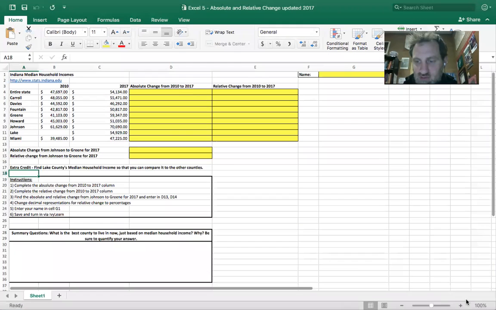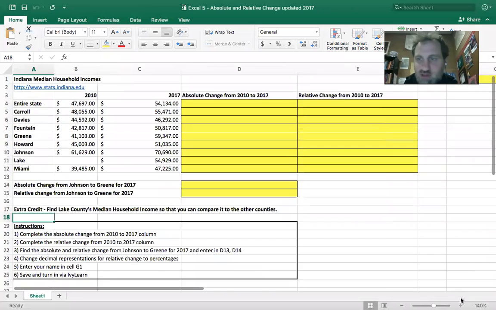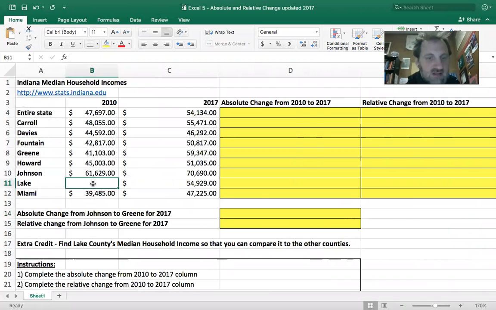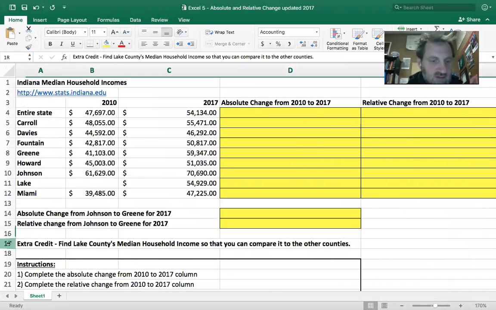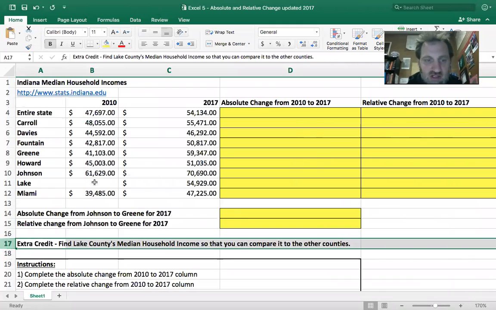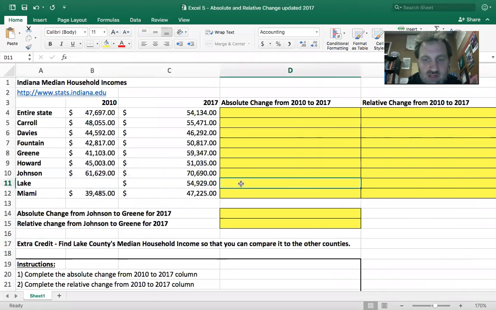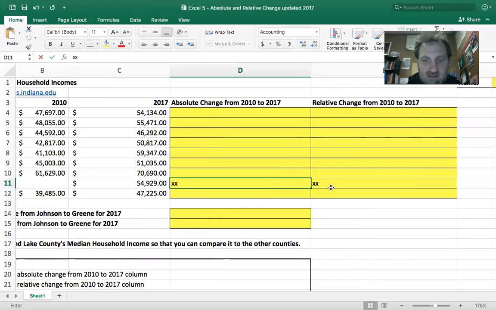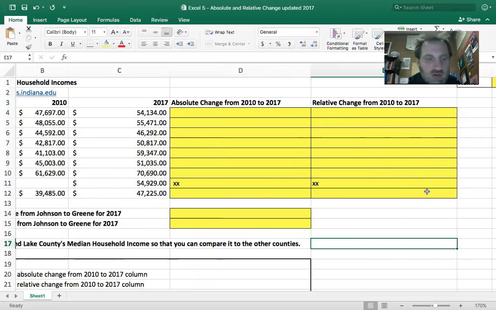Let me zoom in so that you're not getting your binoculars out. So I did some research to get the median household incomes. I could not find the 2010 Lake County median household income. If you look at line 17, that is an extra credit assignment, so you can't do these two boxes unless you go and find that number. If you don't find the number, you can just delete the row, or you can just leave it blank.